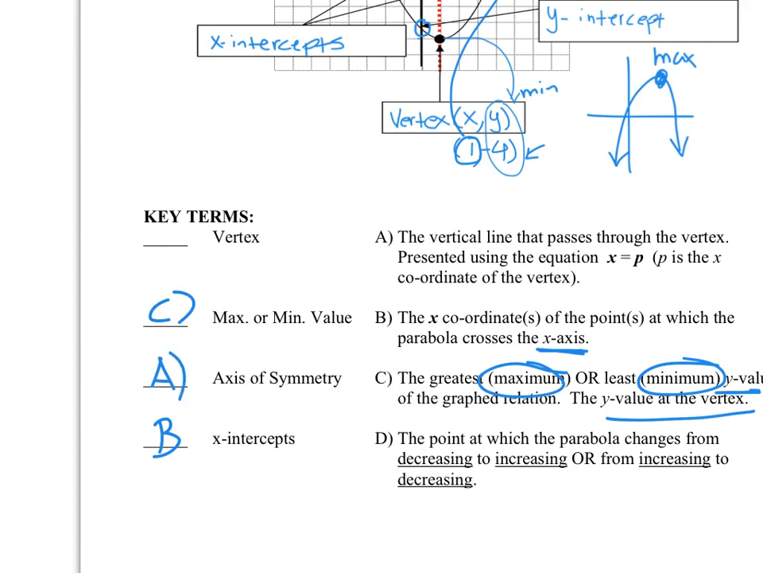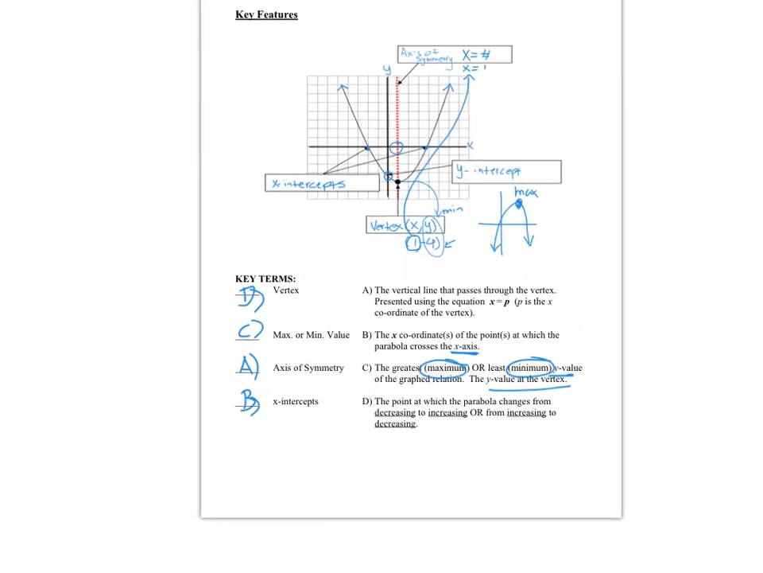And that obviously leaves D: the point at which the parabola changes from decreasing to increasing or increasing to decreasing is the most important point, the vertex. So that concludes the first lesson on parabolas.